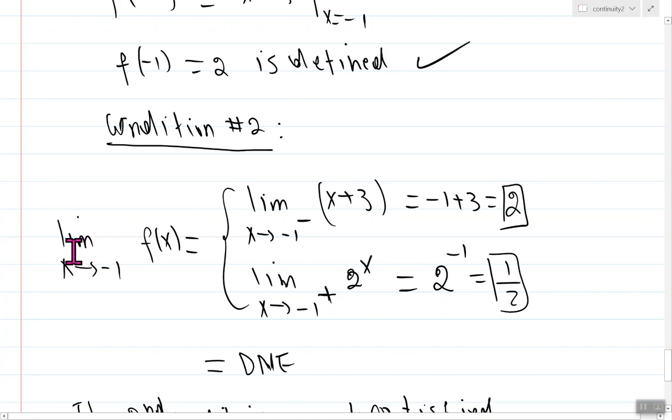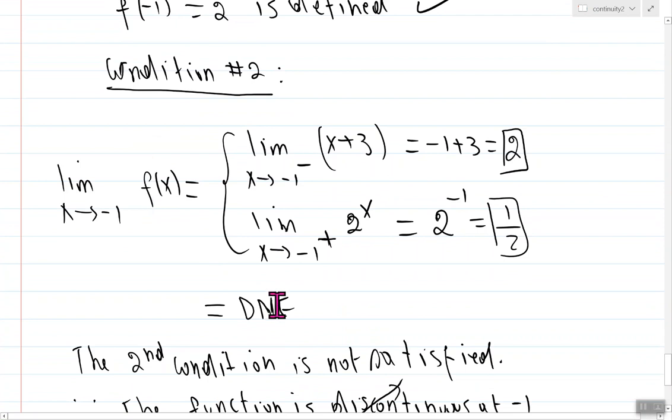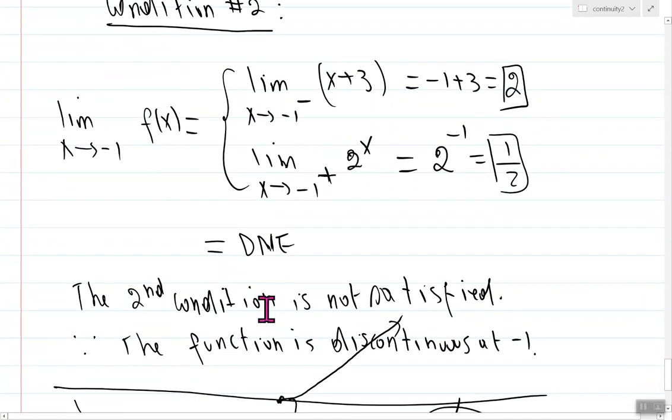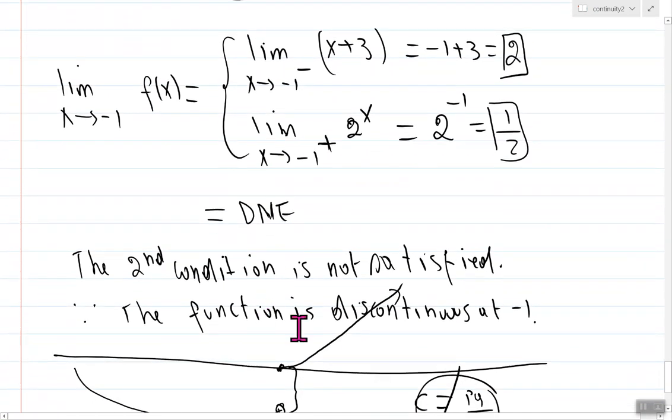So we say the limit as x approaches negative 1 of f of x does not exist, because as x approaches negative 1, we're getting two different limits, 2 and 1/2. So that means the limit does not exist. So the second condition is not satisfied. Again, we say the function is discontinuous at a equals negative 1.